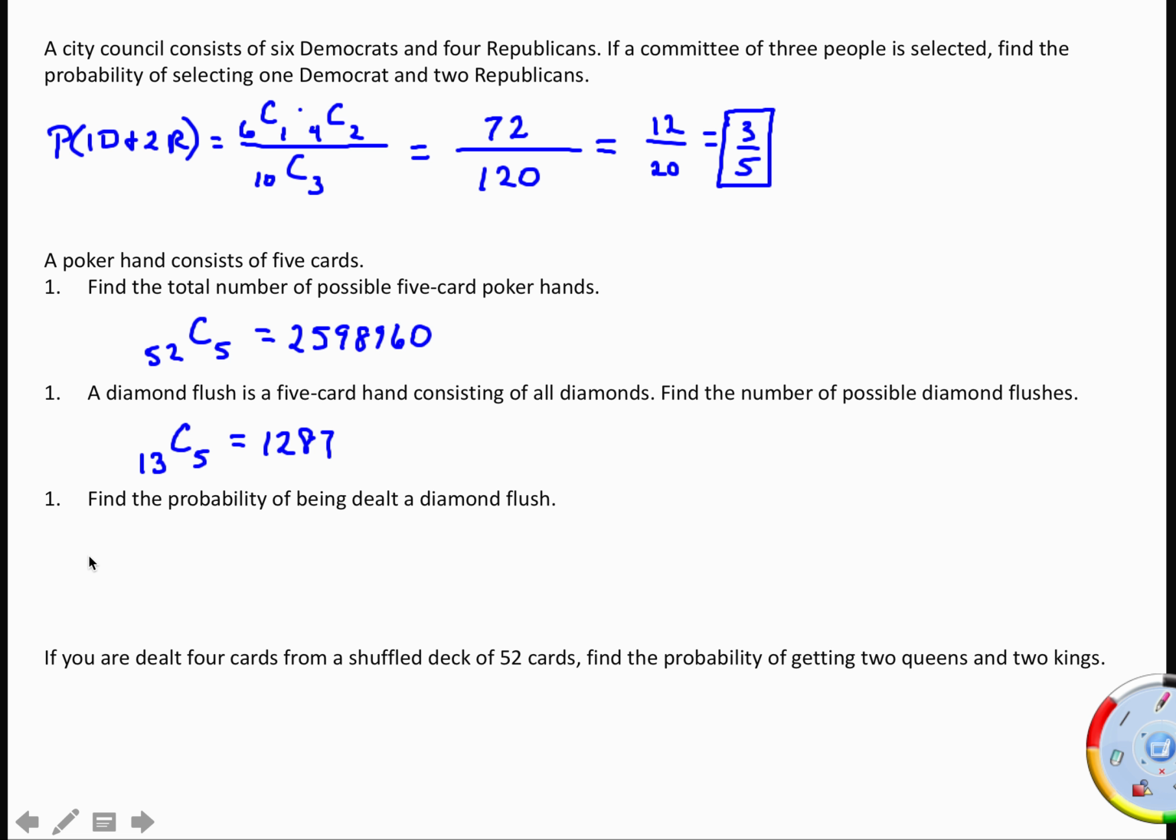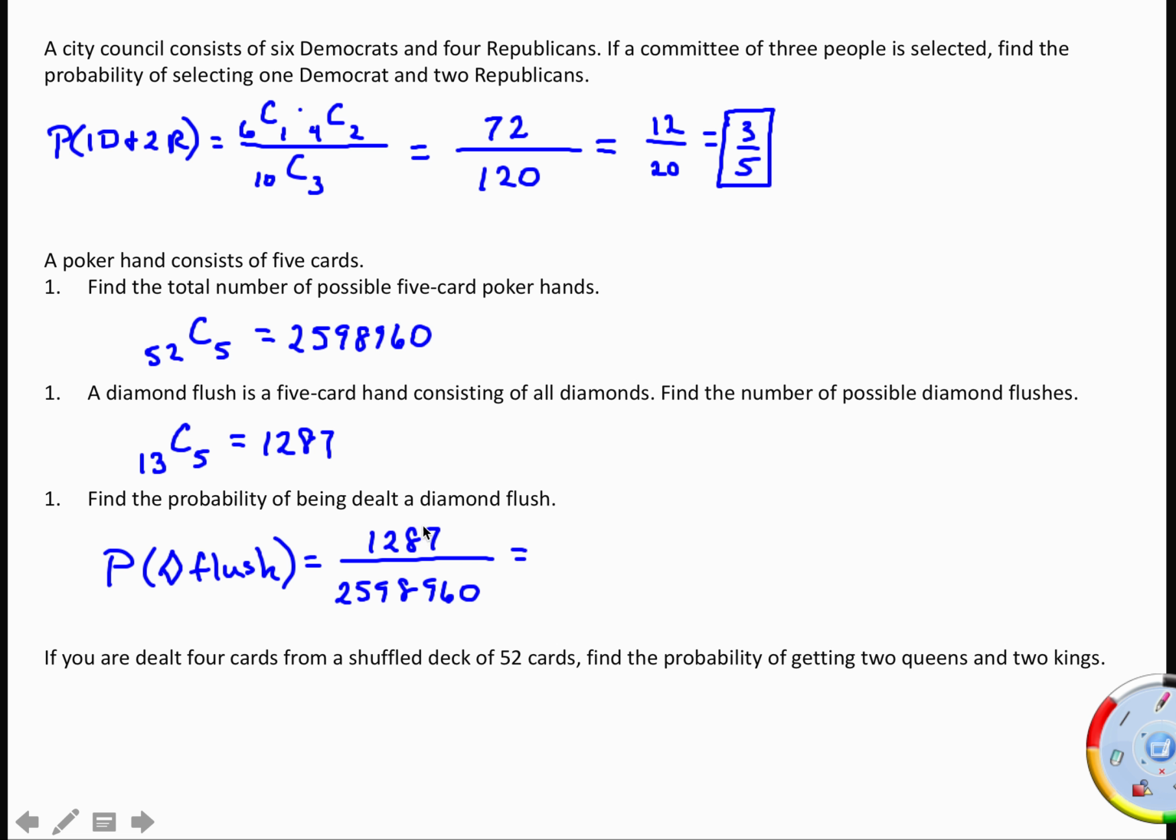Find the probability of being dealt a diamond flush. Okay. So the probability that you get a diamond flush is the total number of ways you can get a 5-card hand and the total number of ways all 5 of them can be diamonds.